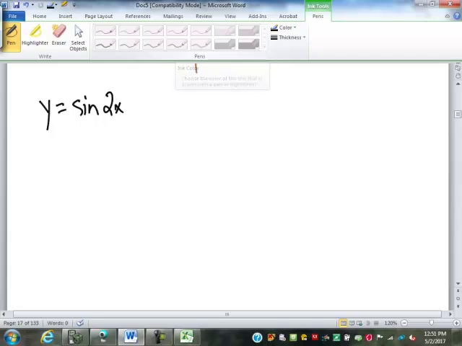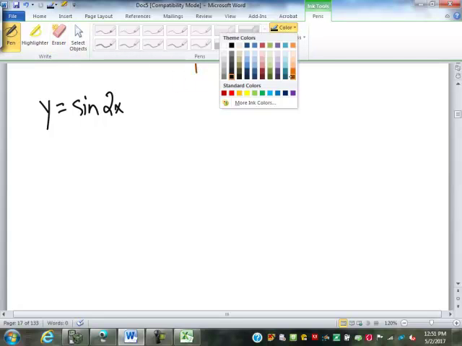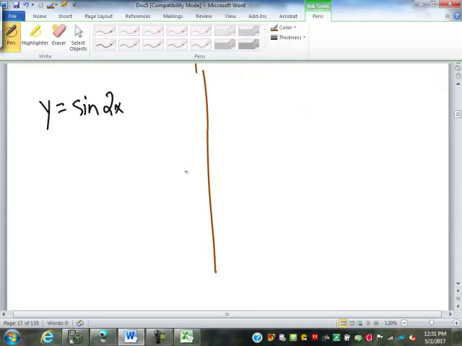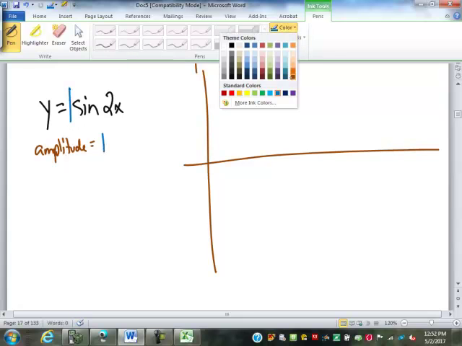y equals sine? Let's make this a little more easy. Yeah, what the heck? We'll leave it at that. y equals sine of 2x. First of all, amplitude. The amplitude is 1, because there's nothing multiplying the sine, so that's just a 1.